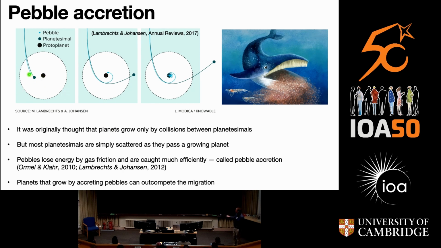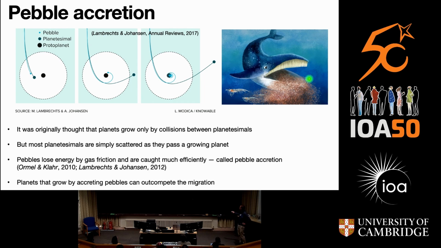planetesimal by a pebble, and the pebble feels gas drag. That means as the pebble is moving past the protoplanet, it feels drag from the gas. It loses kinetic energy, and at some point it has lost so much kinetic energy that it gets gravitationally bound to the protoplanet, and then it has no choice but to spiral in and hit the protoplanet surface, as we see here in this illustration.